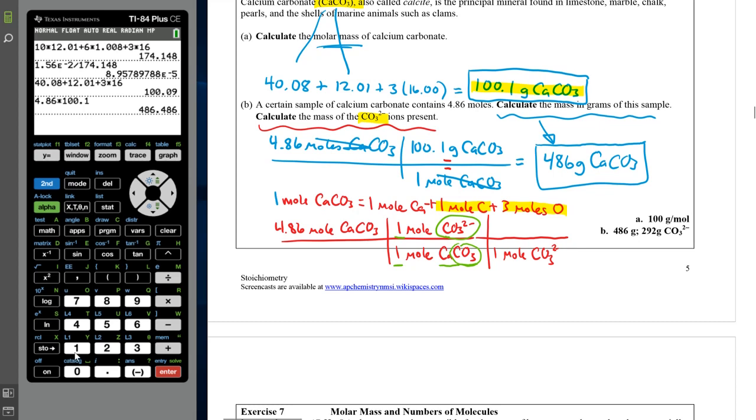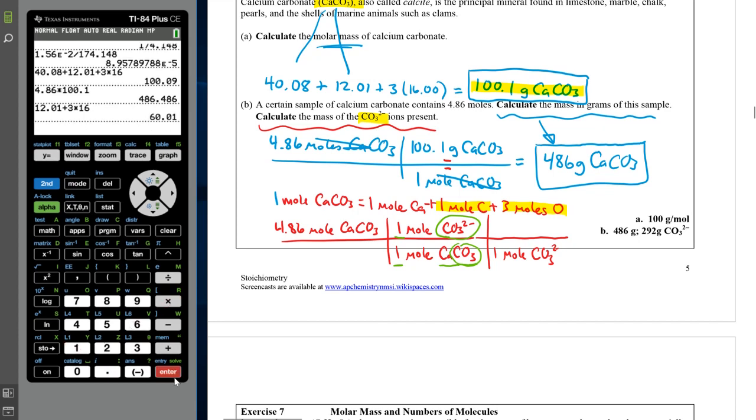So let's go back to the calculator and add those up. Carbon would be 12.01. And 3 oxygens would be 16s, 3 of them. So the carbon and the 3 oxygens make a total mass of 60.01 grams. So I've just added up the parts that we're interested in this problem. So as far as my calculation is concerned, 4.86 times 60.01 gives us an answer of 291.6, or significant figures and rounding would say 292 grams of just carbonate ion that the second part of that question asked about.